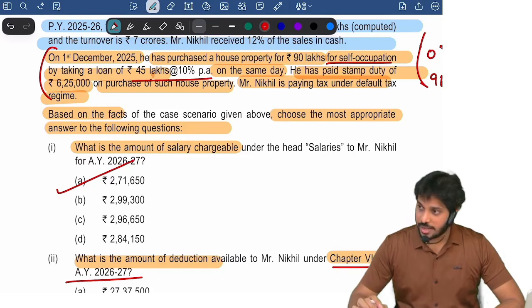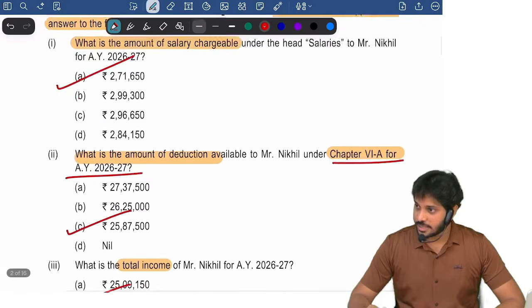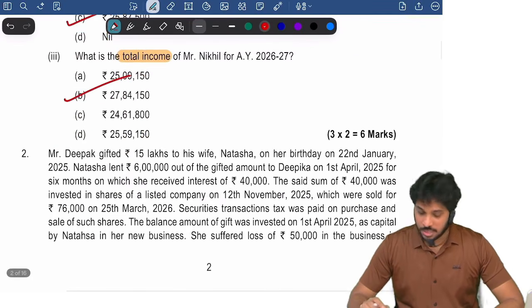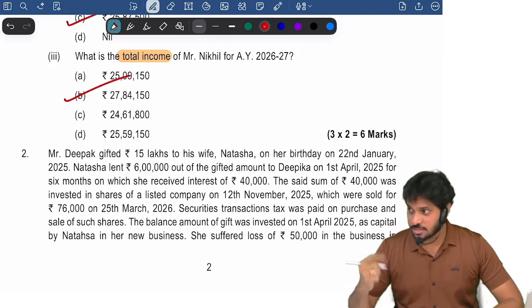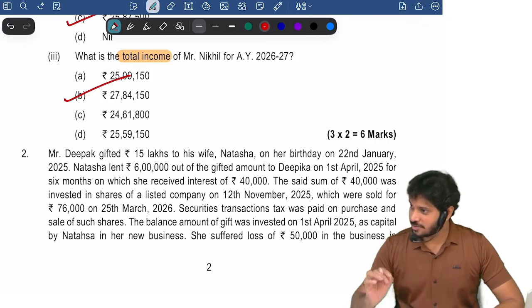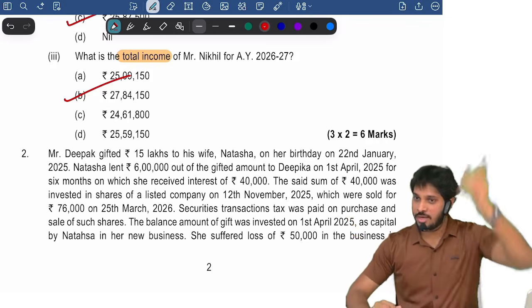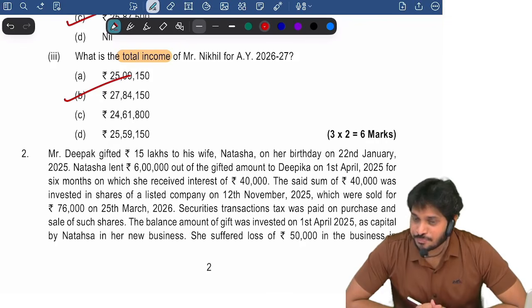Question number 1, MTP question number 1: option number A. Correct? Then question number 2: option number C. Then question number 3: option number B. That's it. Sometimes in the MTP the answer could have been wrong. 99.99% our answer will be right. Just now it is matching, no problem, but I'm just telling you. You see how we derived it. Are you clear? Yes or no?